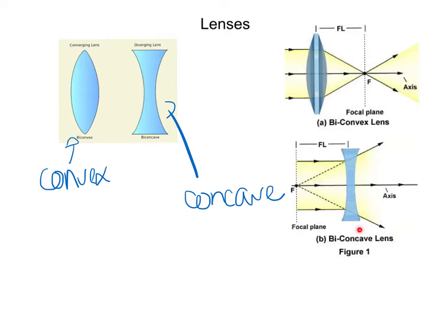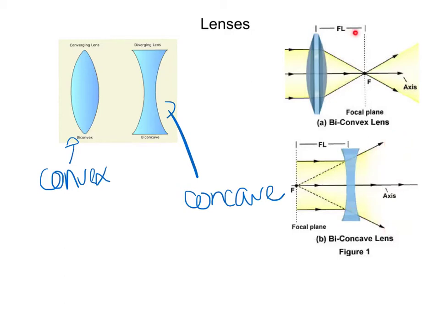And in a concave lens, so the one down the bottom here, B, the rays of light come in and hit the surface of the lens, and instead of converging, as they do in this one, they diverge, they spread out. So that's why it's called a diverging lens, because the rays of light, when they hit the lens material, will spread out.